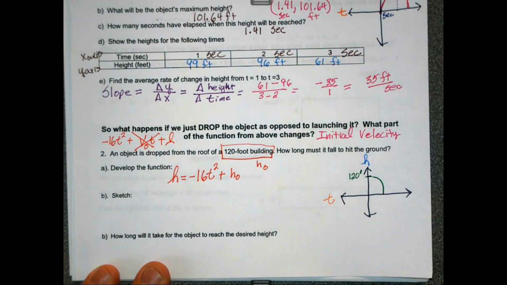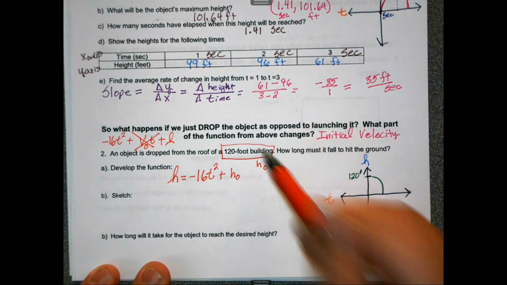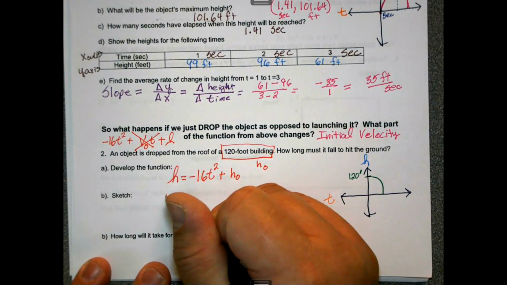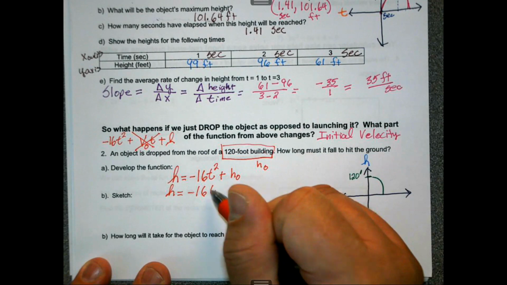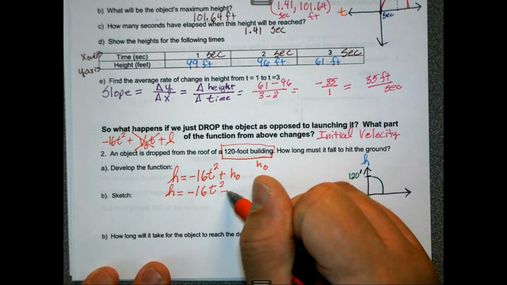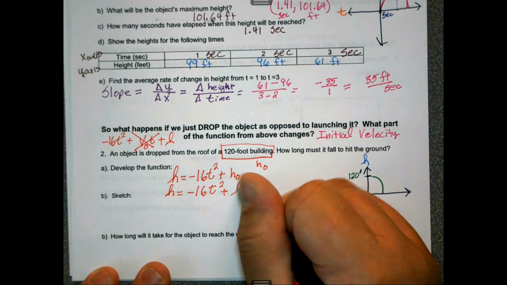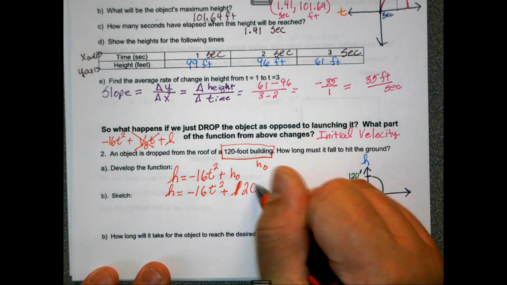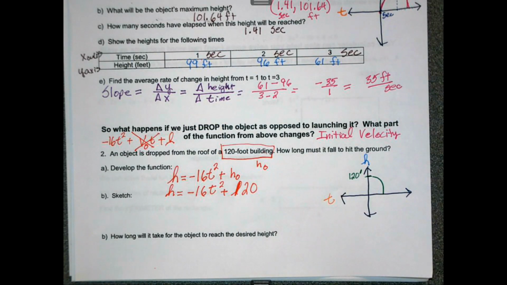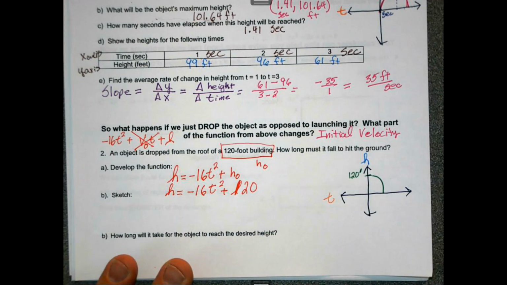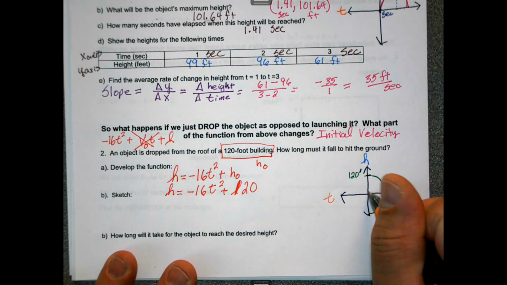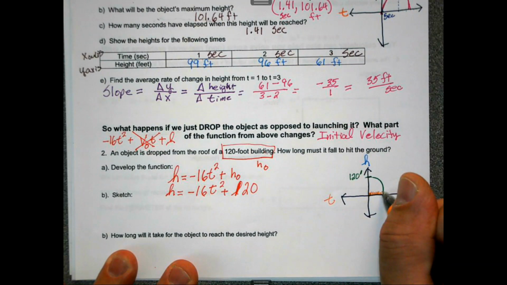Well, I know that the h of 0 is 120. So h equals negative 16t squared plus 120. My fault, because that's my initial height. So they're asking how long until it hits the ground. So it's looking for this amount of time.